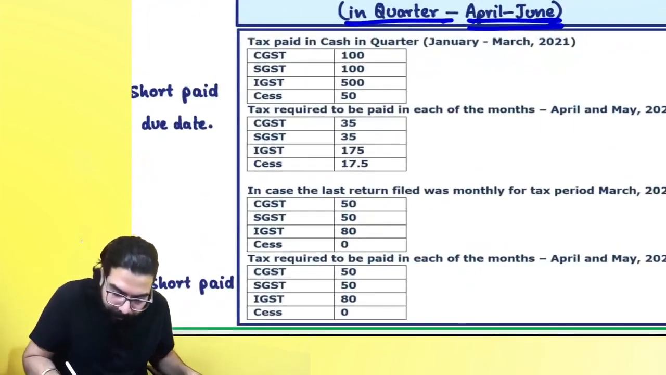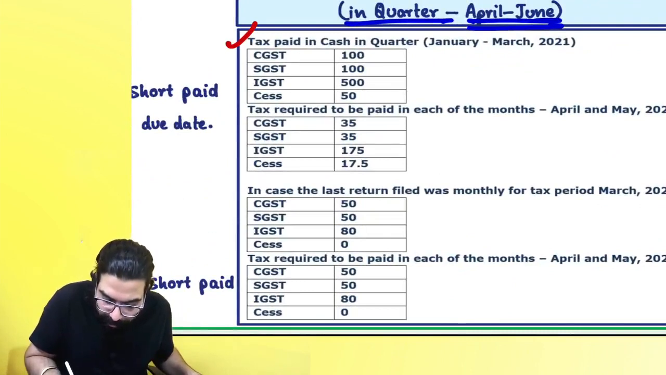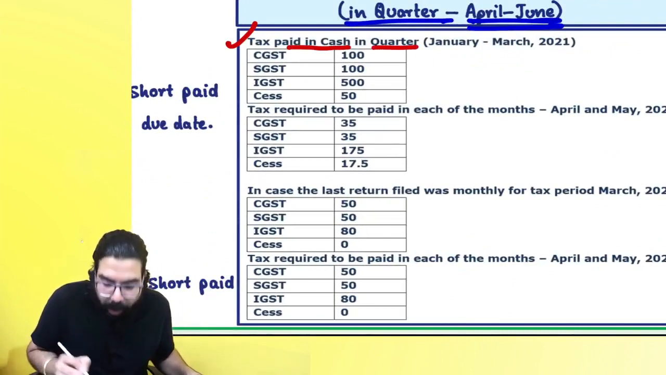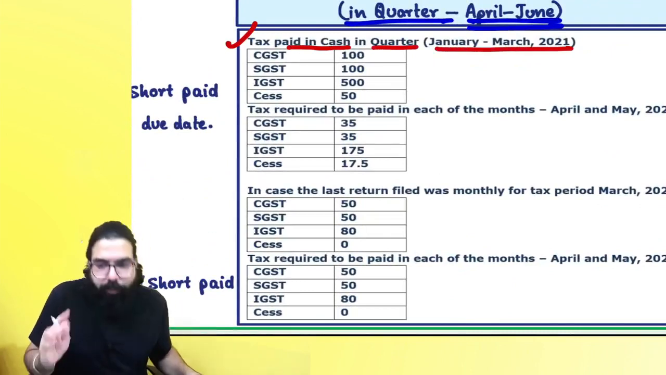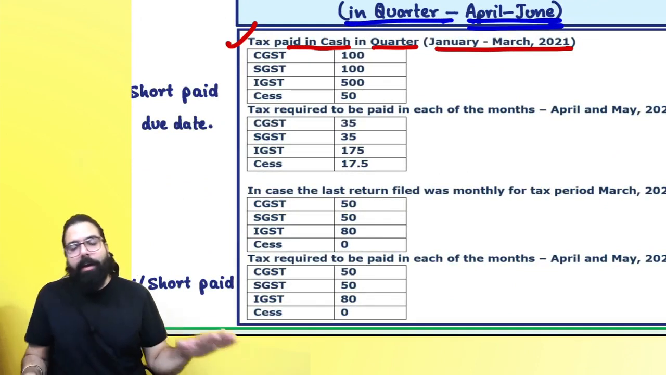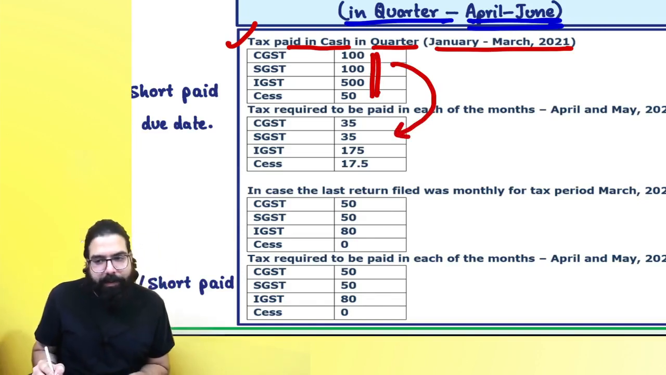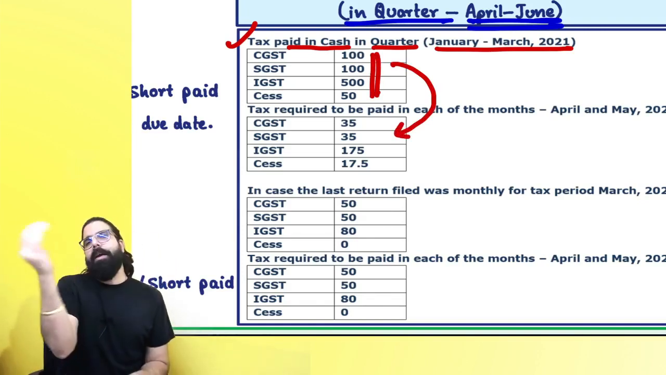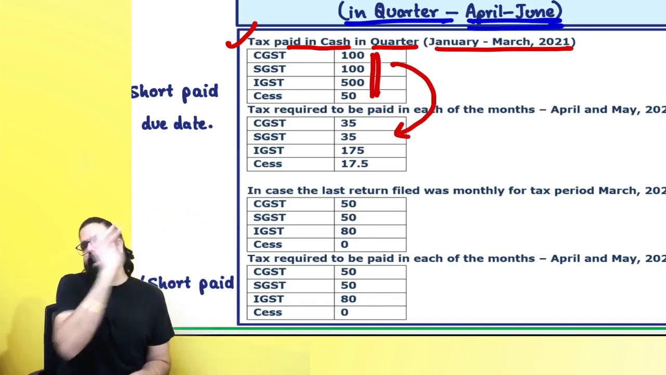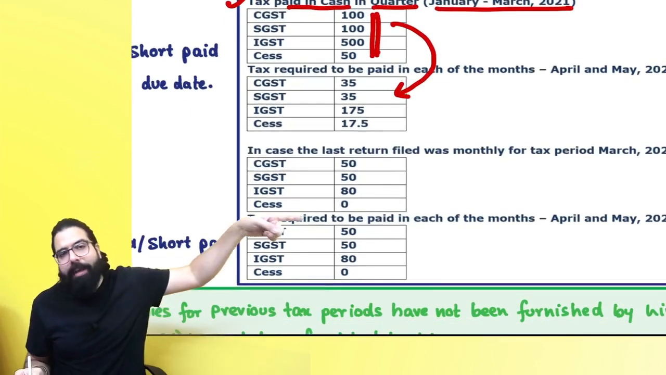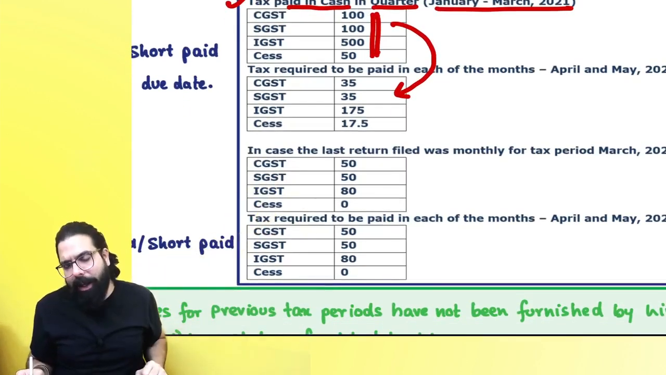Listen, sir, in the previous quarter, for example January to March, whatever tax you had paid, of that 35% you can pay for April, May and June. And in July, when you are filing the return, the actual liability can be paid.